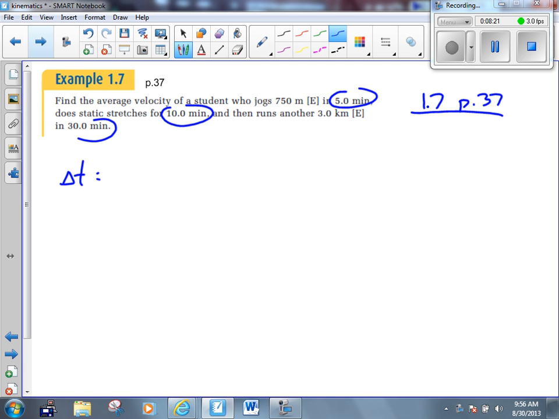Now, we said usually we go in seconds. It's okay to go in minutes. Okay, we'll leave it there for now. We'll see if it's convenient to leave it there in the end or whether we should convert it in the end. We'll deal with that when we get a little bit further through this question. All right.